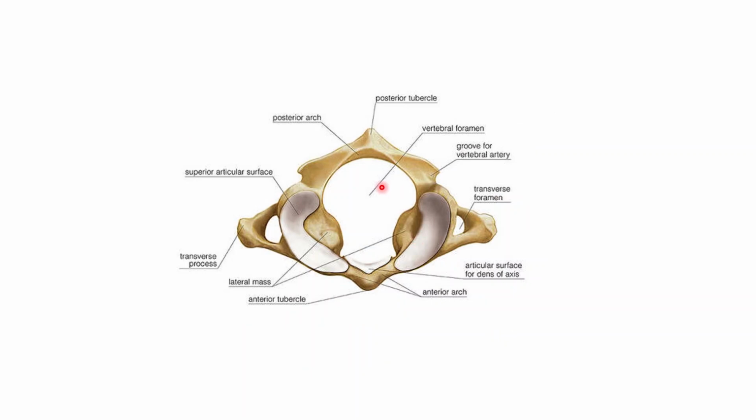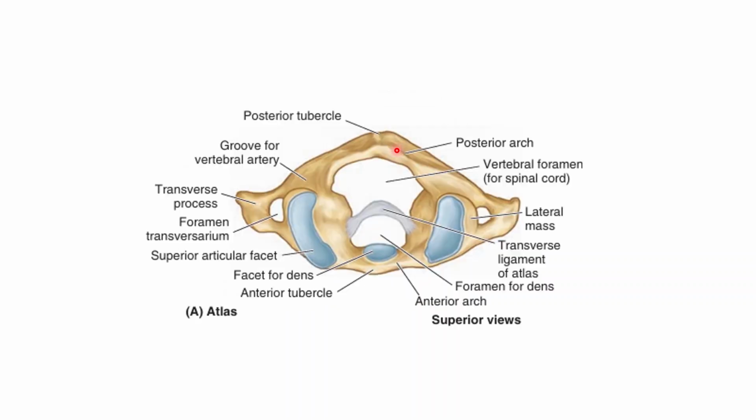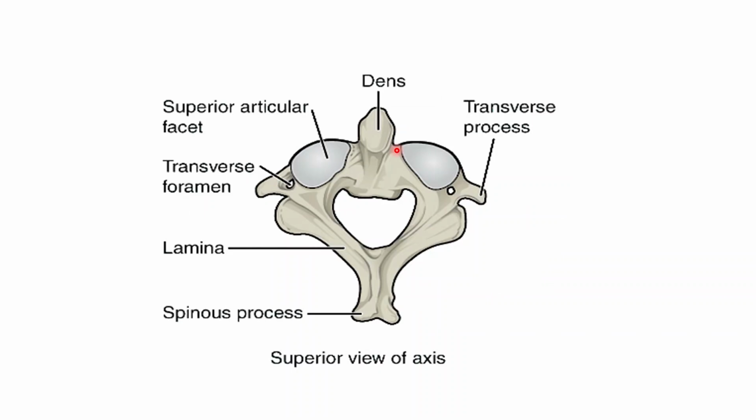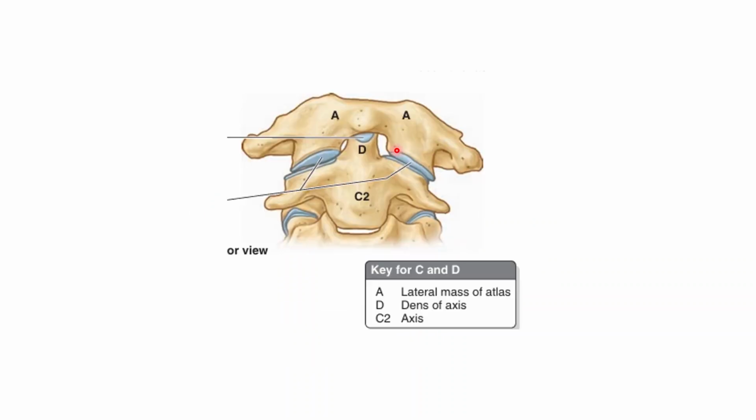In the region of the atlas, the vertebral foramen is very large because it needs to accommodate the size of the medulla oblongata and the brain stem, because we are just leaving the brain right now, so it's the brain stem region. Going down, it will narrow down to only accommodate the spinal cord.